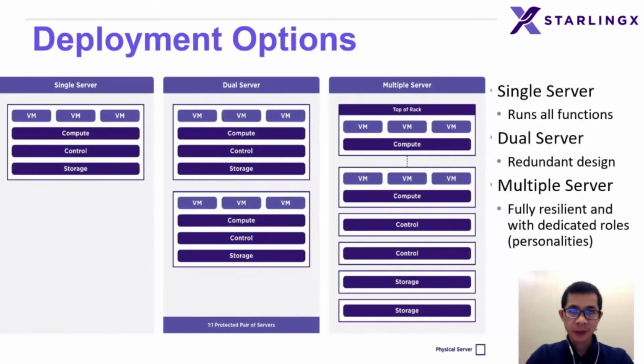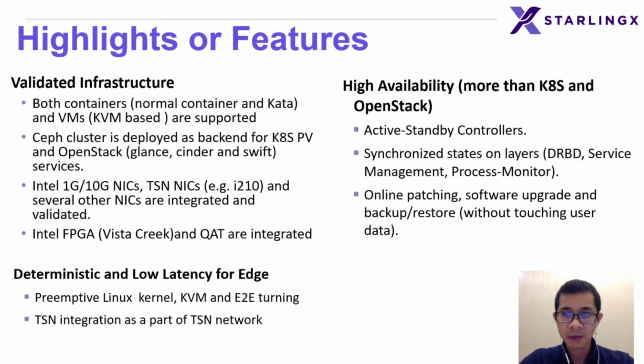From previous pages, we have already known what StarlingX is and its architecture. Now let's see how it's deployed in place practically. With StarlingX, we have 3 deployment options to fit different PV and OpenStack services such as Glance, Cinder, and Swift.